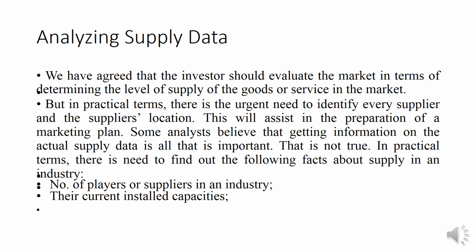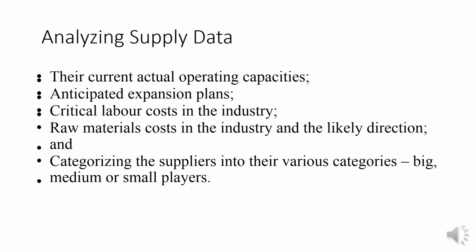Some analysts believe that getting information on the actual supply data is all that is important. No, it's not true. In practical terms, there is need to find out the following facts about supply in an industry. How many suppliers do you have in an industry? What is their current installed capacity or capacities? Their current actual operating capacities, the anticipated expansion plans, critical labor cost in the industry, raw material cost in the industry, and the likely direction. And then categorizing the suppliers into their various categories. We have big, medium, or small players.